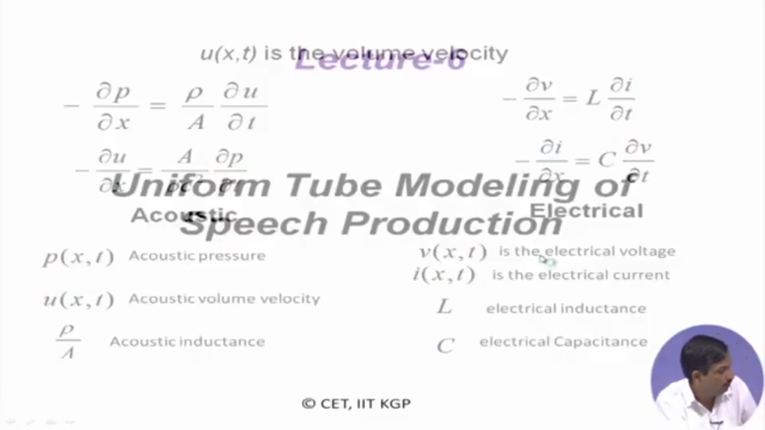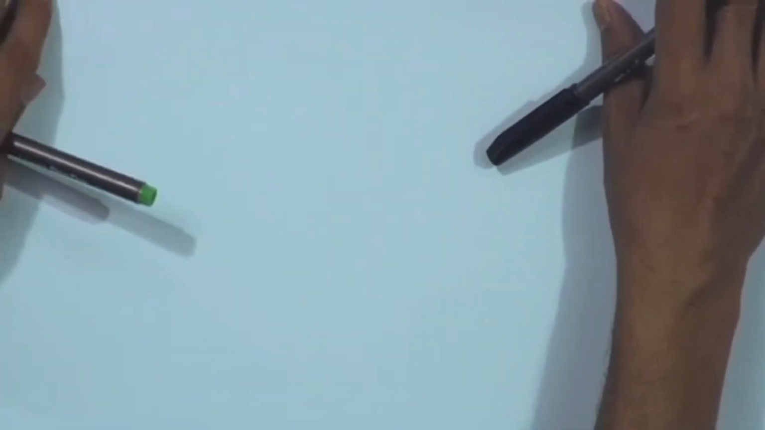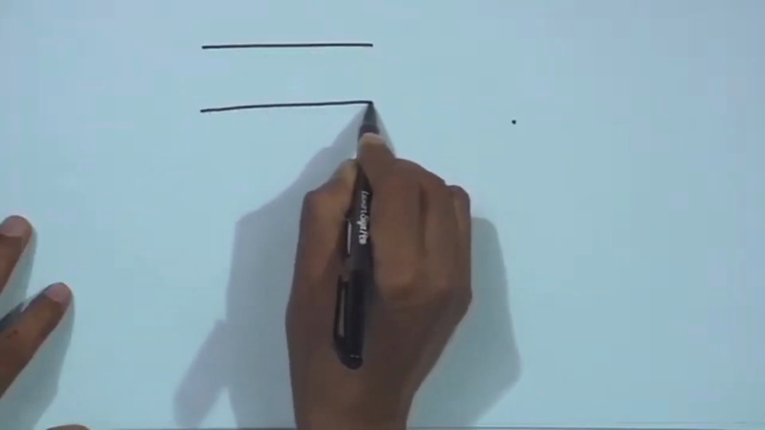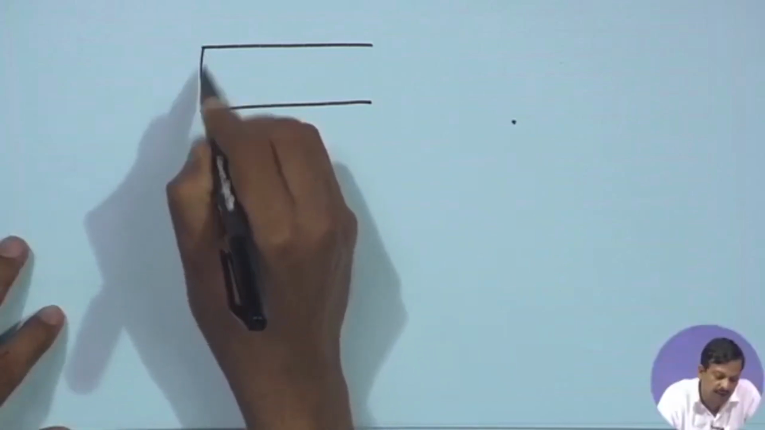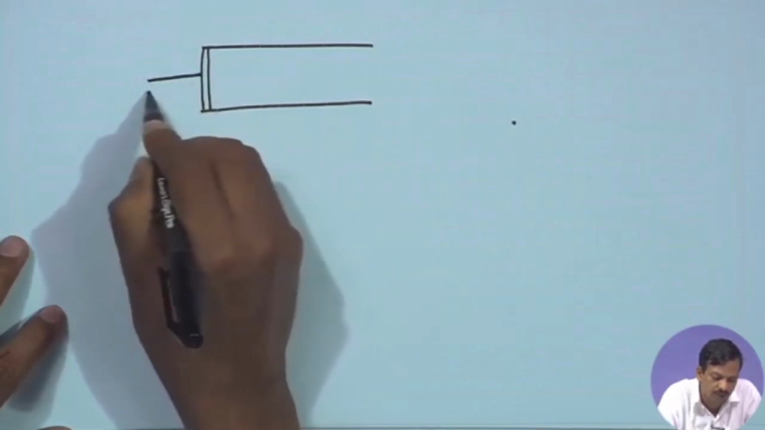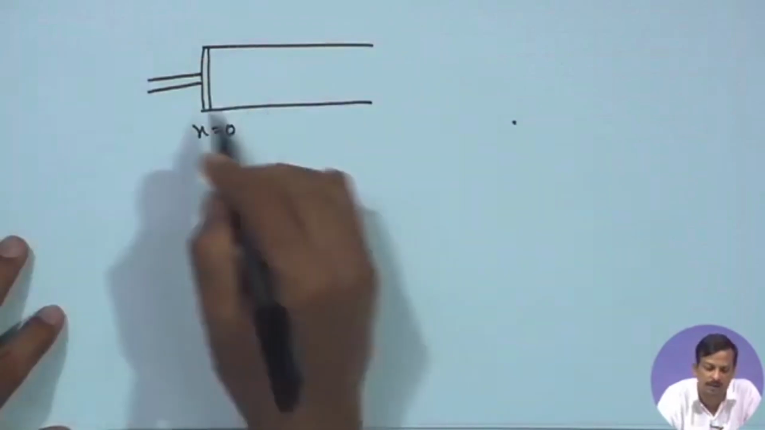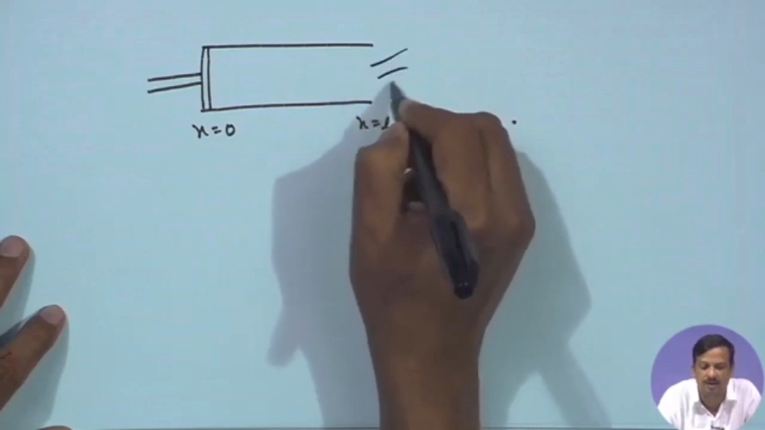Okay. Now, if I know the equation, I can also draw an analogous electrical transmission line. This is the same as an electrical lossless transmission line. What I want to do is find the transfer function of a uniform tube, where this side is the vocal cords, which act as a piston. So, x is equal to 0 is where the force is applied in the tube, and x is equal to L is where the tube radiates the sound energy into the air.